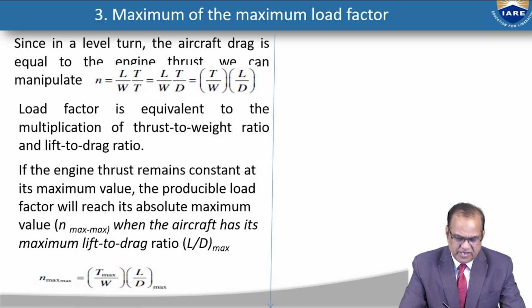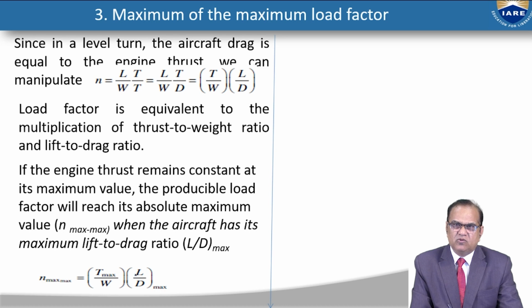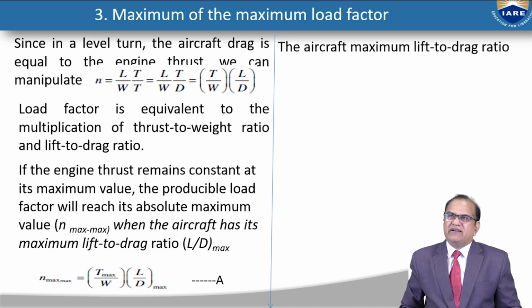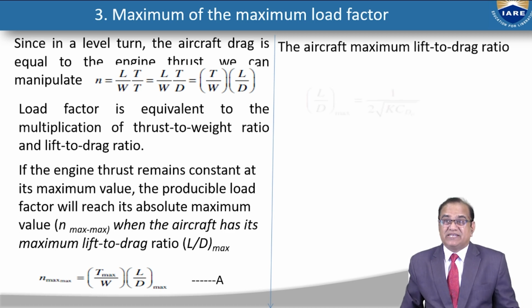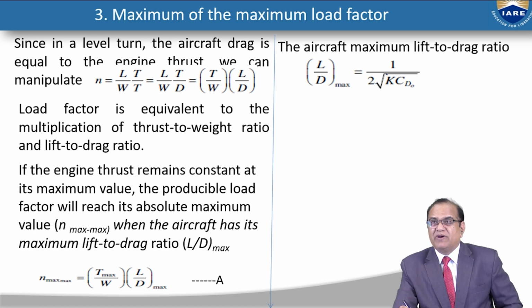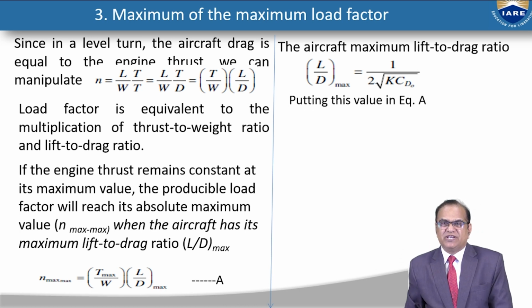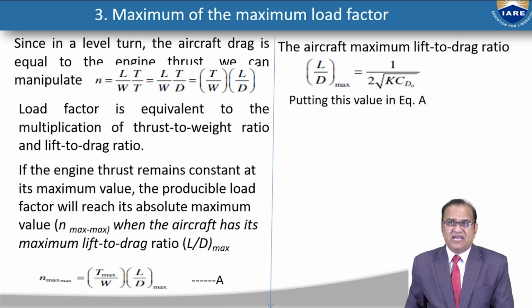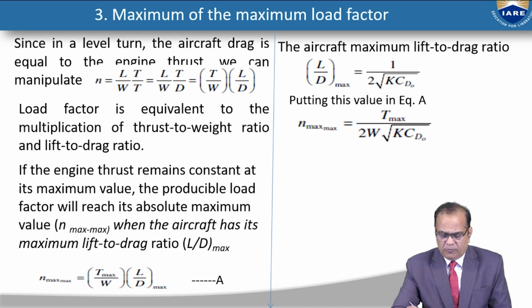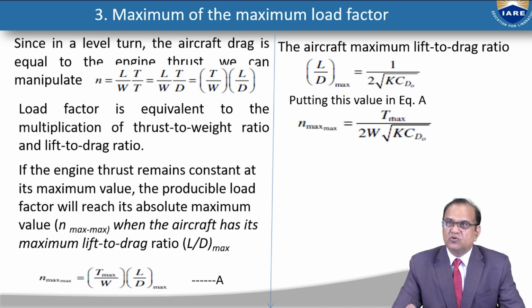So N max is equal to T max by W into L by D maximum. This is equation 1. The aircraft maximum lift to drag ratio, L by D maximum, we know is 1 by 2 under root K CD naught. We have already derived this. Putting this value in equation 1 for L by D maximum, we put 1 by 2 under root K CD naught. So you will get N max max is equal to T max divided by 2 W under root K CD naught.